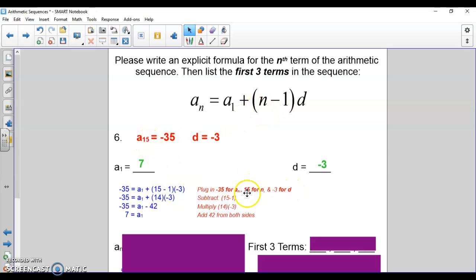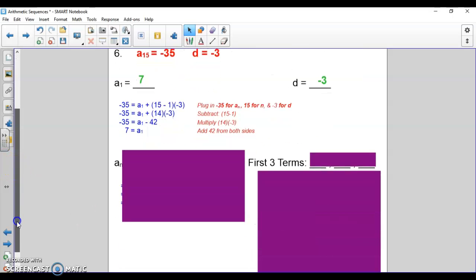So we plug all our information in. -35 on the left side, A sub 1 plus 15 minus 1 times negative 3. I'm showing all the steps here. Do your order of operations, subtract first, then multiply, you get a negative 42. Add 42 over, a sub 1 equals 7. Alright, so that's how we got that.